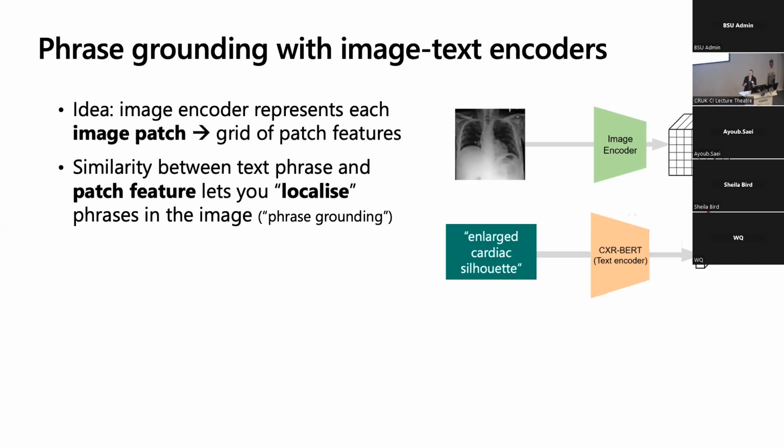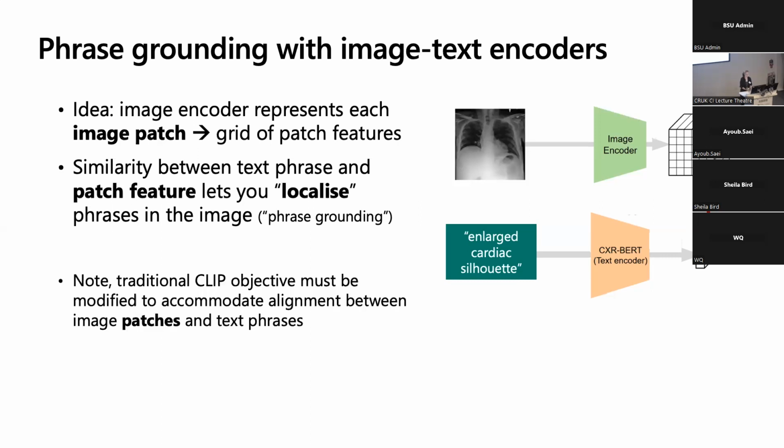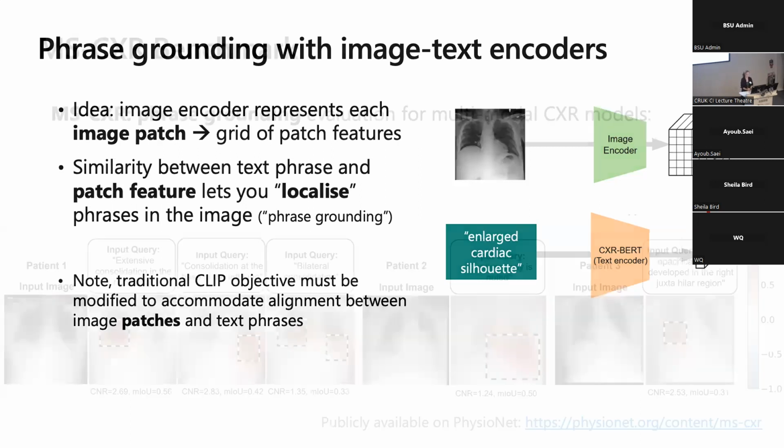Now you can do your normal text image similarity, but you do it on a patch level. So you could have a phrase like enlarged cardiac silhouette. You compare its similarity with every patch of the image, and you could, I'll have a figure in the next slide, get a kind of heat map of similarity across the entire image to show which part of the image is most similar to this phrase. This is something in machine learning called phrase grounding. Note, you do need to change your training objective to actually enable this, because now we need these patches. But if you're interested in the details, I can point you to some papers.